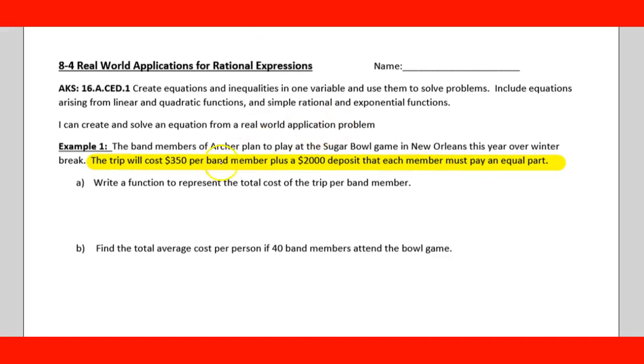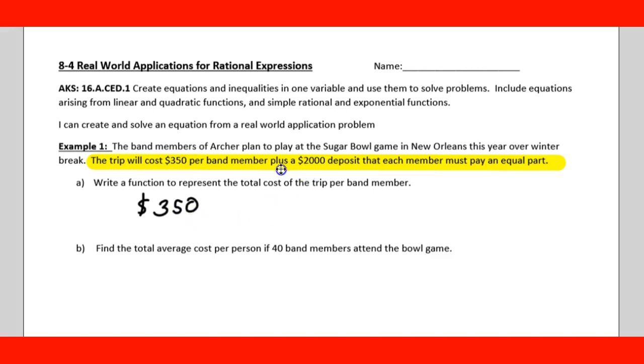So, with that being said, it says write a function that represents the total cost of the trip per band member. Let's look at the things we know. It says the trip will cost $350 per band member. So however many band members there are, if I'm a band member, I have to pay $350. That goes without saying, because it says per band member.